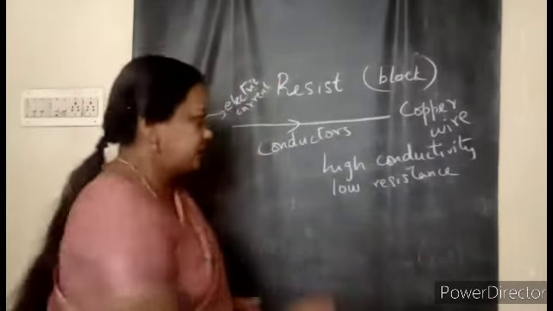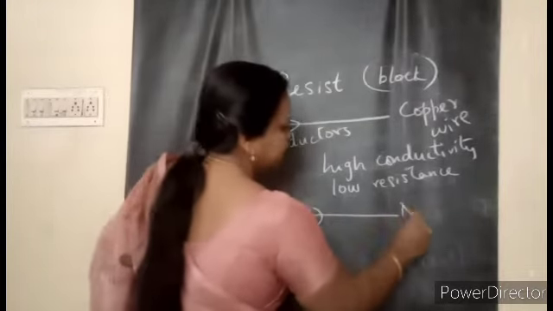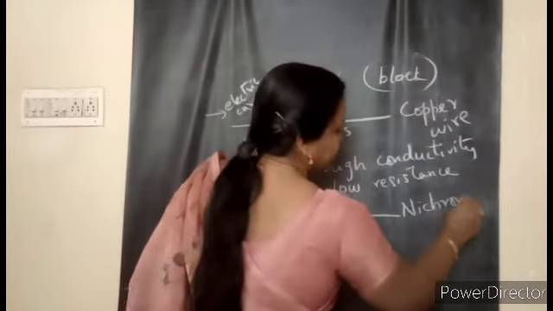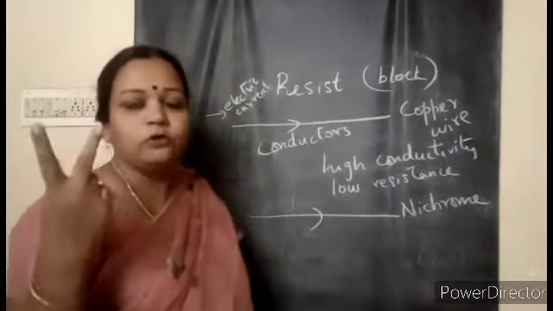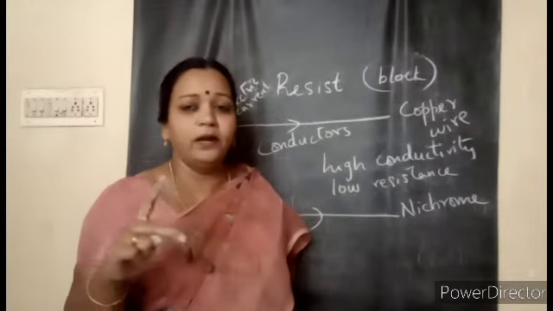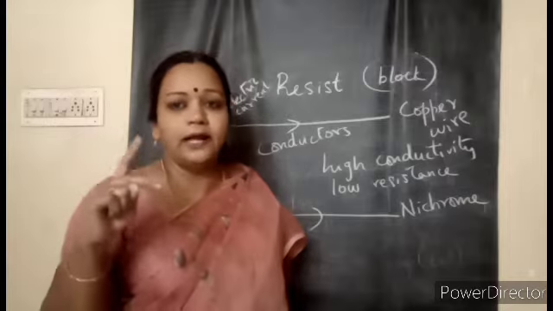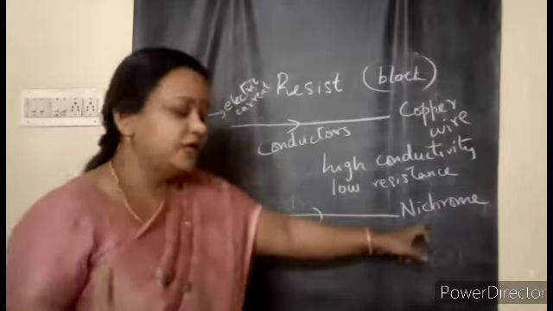But some conductors are there, for example nichrome. Just now we discussed, this is an alloy, it is not a metal. This is an alloy, means a mixture of two metals, nickel and chromium, that is the nichrome.